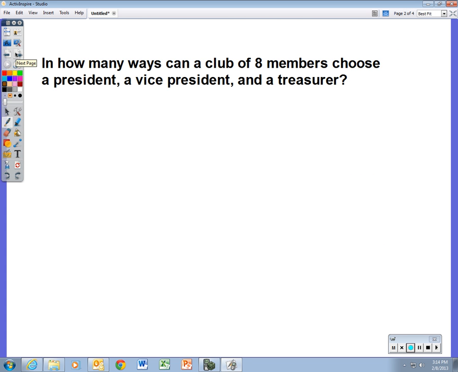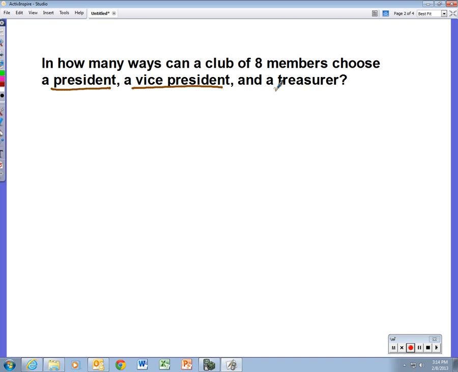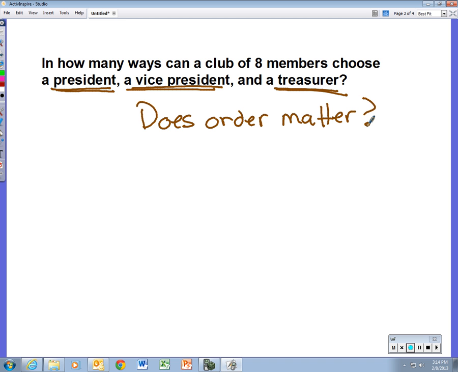In how many ways can a club of 8 members choose a president, a vice president, and a treasurer? So we need to ask, does order matter? Well, think about it. The person who becomes president has to get the most votes. So does that matter? Yes, it does. Vice president, yes. That person got the second number of votes. And then treasurer. So order does matter. So this is a permutation.